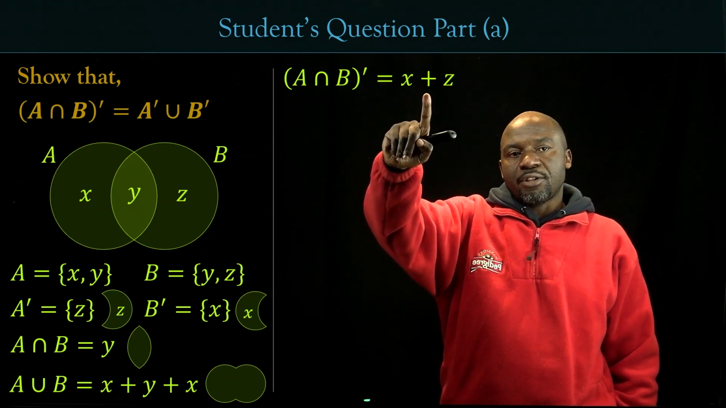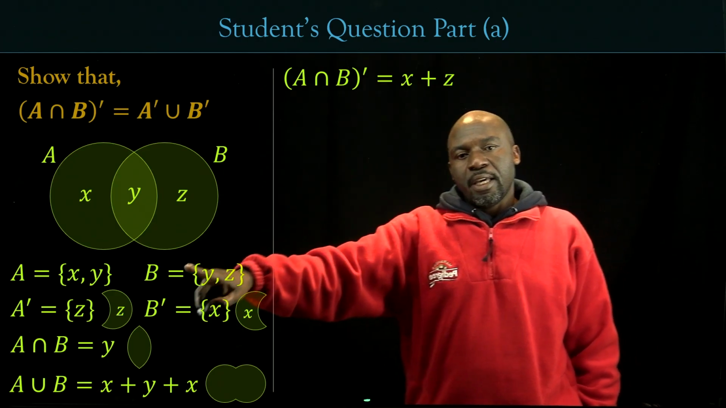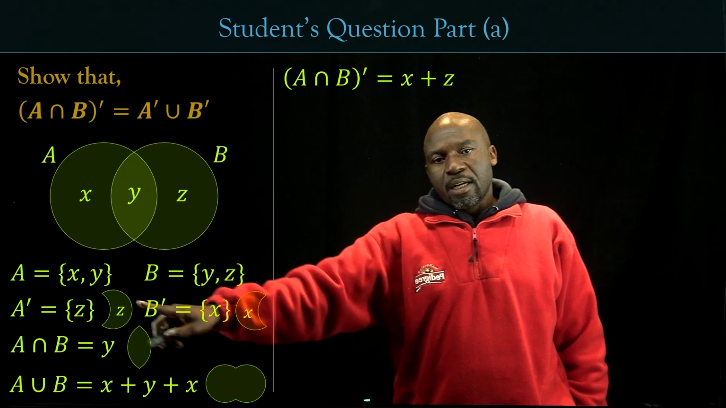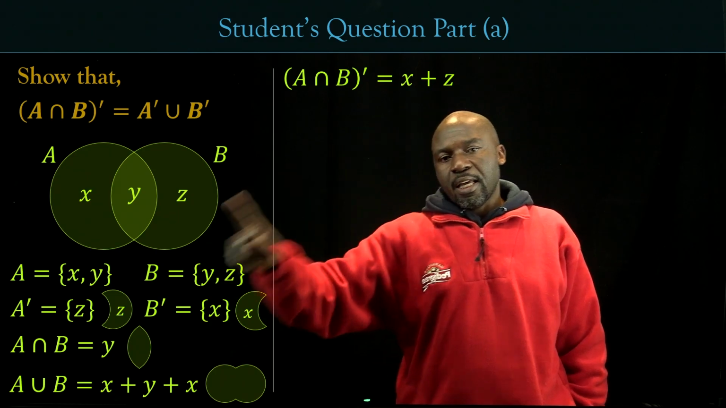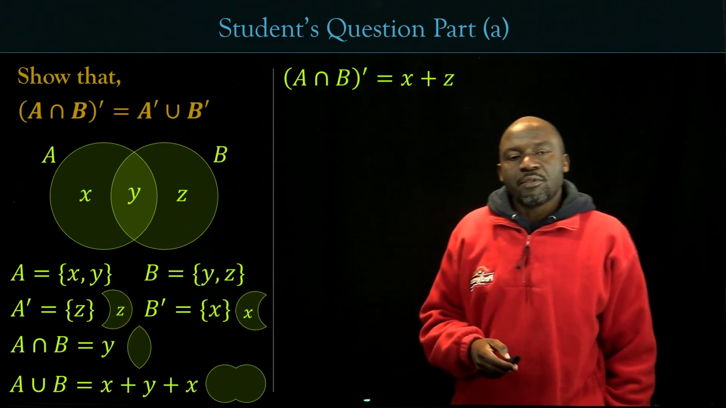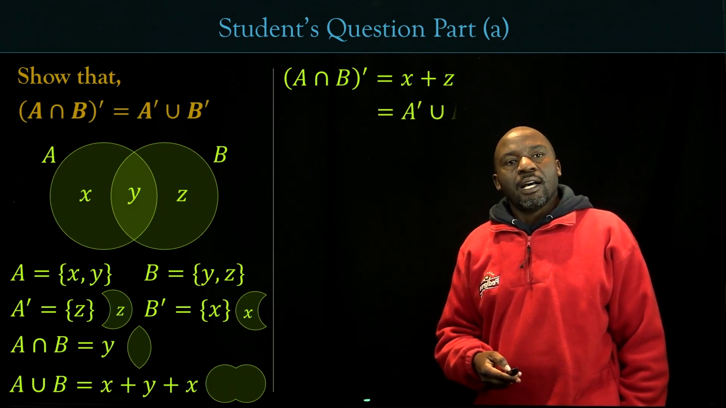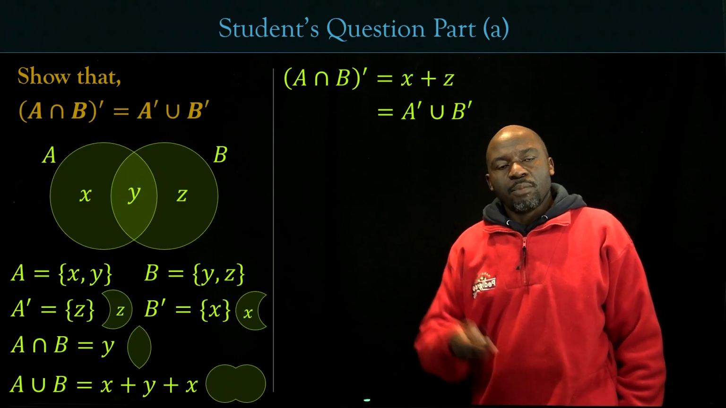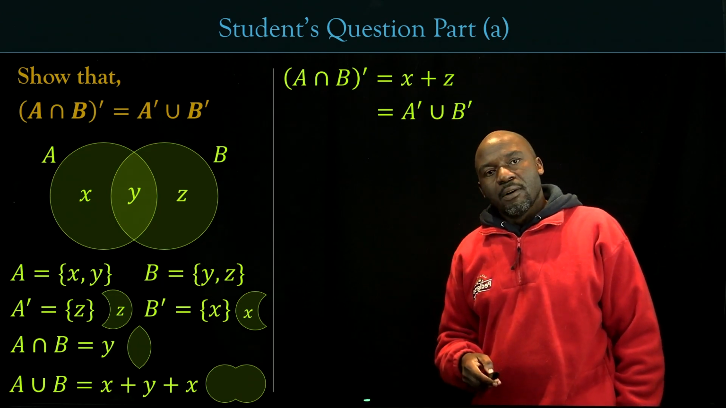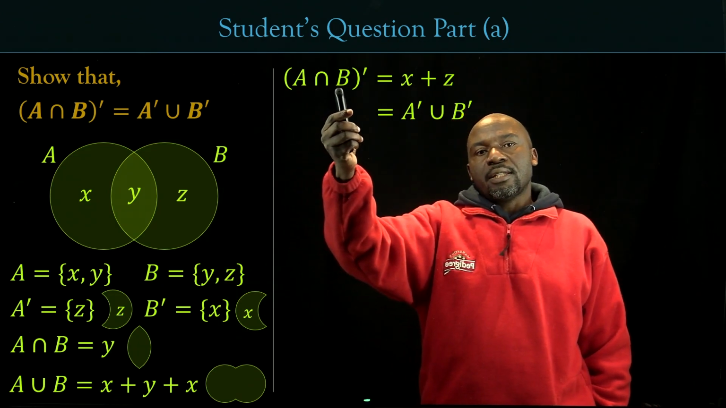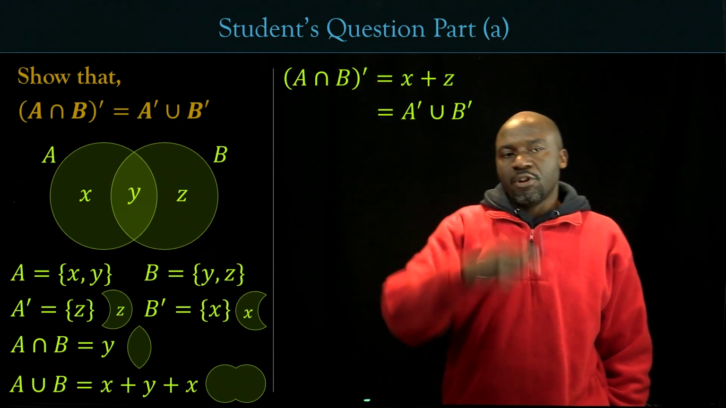X plus usually means union, and X we found, if you remember correctly, here is our X right there, which is B complement, and our Z there is our A complement, and that means that we can remove X and Z and put the complement sets, A complement union B complement. The union there means plus, right? So when you're adding, you use the union, okay? And therefore, A intersection B complement is the same thing as A complement union B complement.